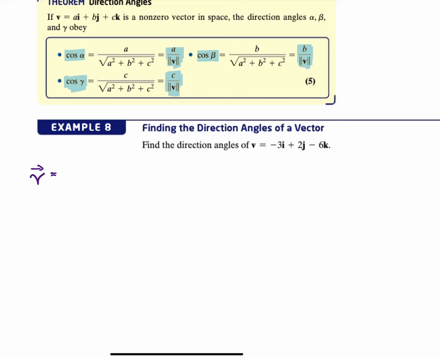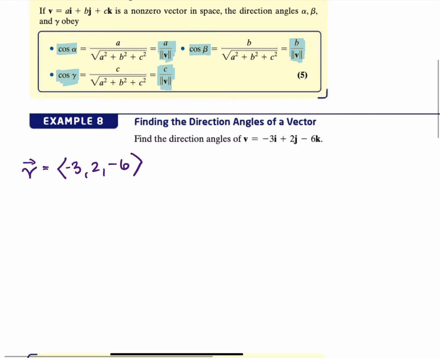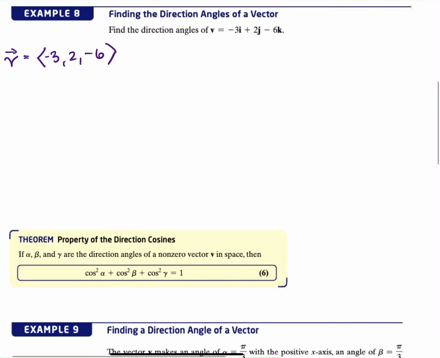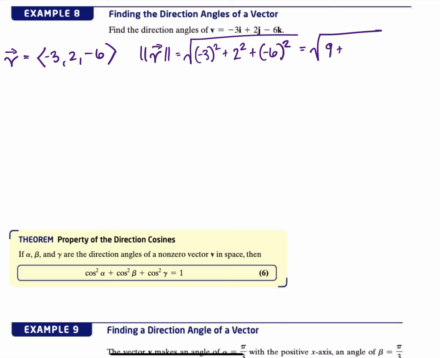So they tell us our vector is <-3, 2, -6>. That's our a, b, and c term. We'll need to know the magnitude, so let's go ahead and find that. The magnitude of vector v should be the square root of -3 squared plus 2 squared plus -6 squared. So that will be the square root of 9 plus 4 plus 36, which is the square root of 49, or 7.